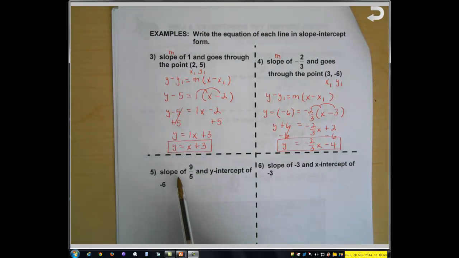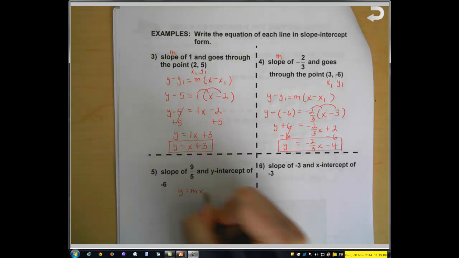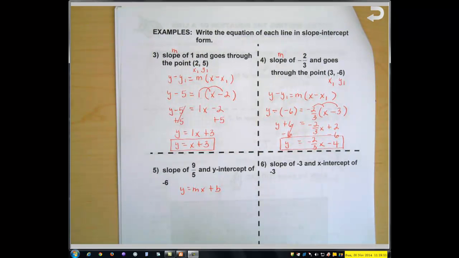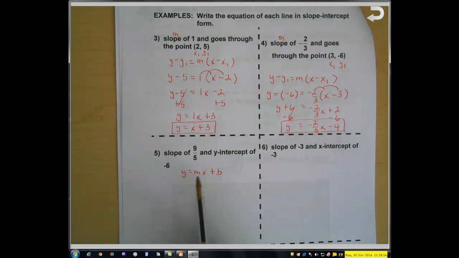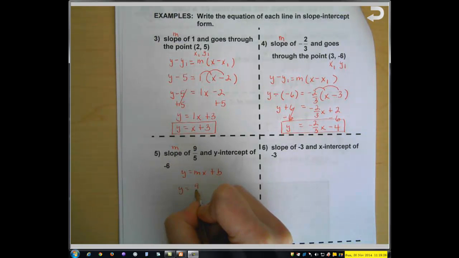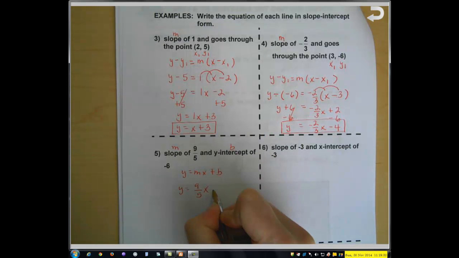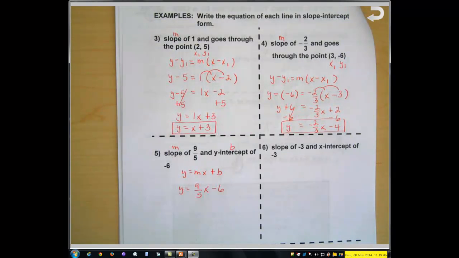Okay, here we're given a slope of 9/5 and a y-intercept of -6. So on this one, we could actually just go straight to the slope-intercept form because we are given the slope and the y-intercept. Go ahead and plug in the slope and y-intercept into the slope-intercept form on your own and then check your work. So you should have plugged in 9/5 for the slope, and you should have plugged in -6 for the y-intercept.